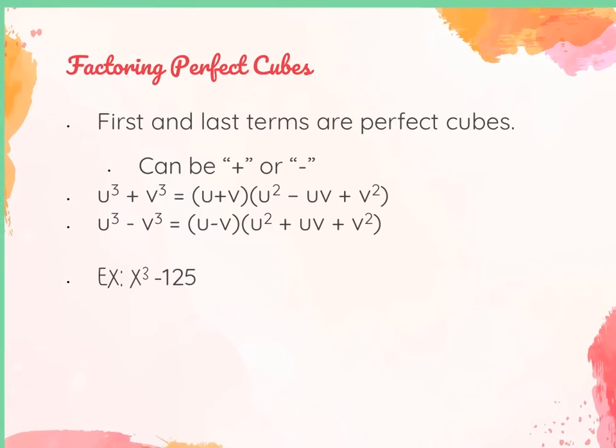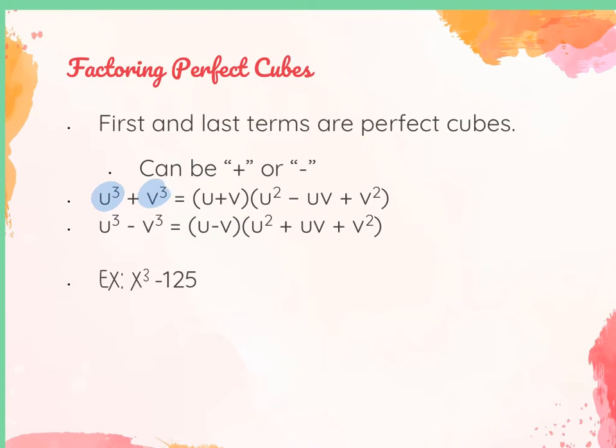So both of the terms here have to be perfect cubes. You can this time have a sum or a difference. The difference between this and the difference of two squares is that the difference of two squares has to be a minus, and they both have to be perfect squares. Now these have to be perfect cubes, but it could be the sum or the difference. So you can have a plus or a minus.